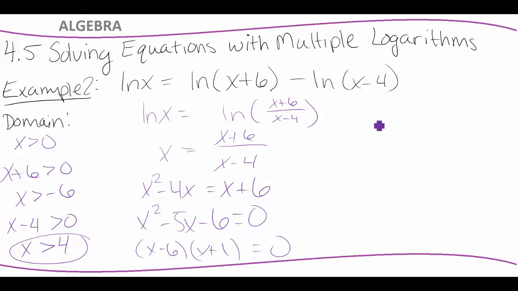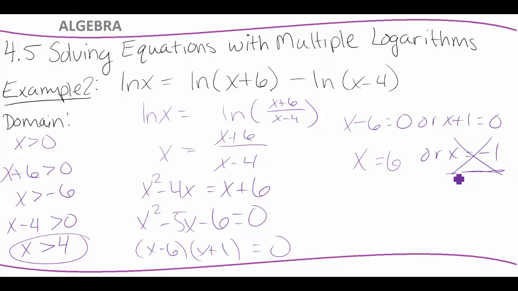And now we're going to set these both equal to 0 by the zero product property. So we're going to have x minus 6 equals 0, or x plus 1 equals 0. So we're going to have x equals 6, or x equals -1. And since the domain of the variable is x greater than 4, we discard x equals -1 because it does not fit in the domain, so it's an extraneous solution. So the only solution is x equals 6, and our solution set is {6}.